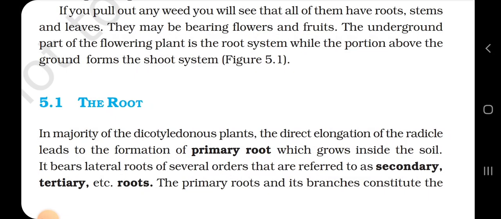If you pull out any weed, you will see that all of them have a root, stem and leaves. They may be bearing flowers and fruits. The underground part of the flowering plant is the root system, while the portion above the ground forms the shoot system, figure 5.1.